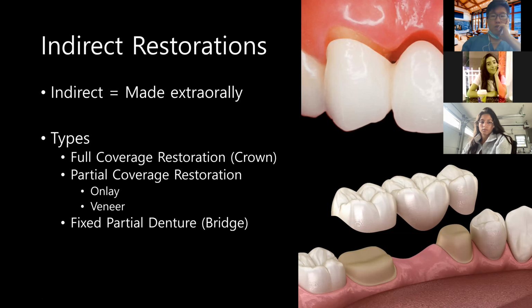There's also the fixed partial denture. It's also called a bridge in layman terms, and it's usually used to replace a missing tooth. In order to do this, you have to crown two adjacent teeth, and the middle part where it replaces a missing tooth is called a pontic. A pontic is attached to these two crowns, and it becomes a 3-unit bridge here.